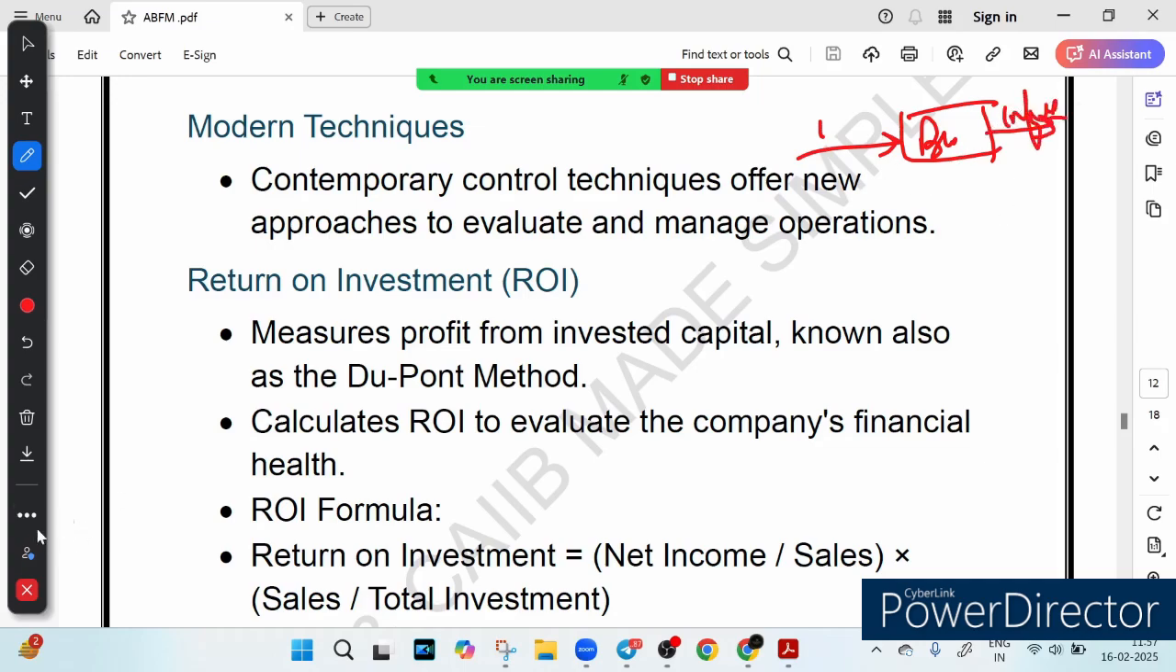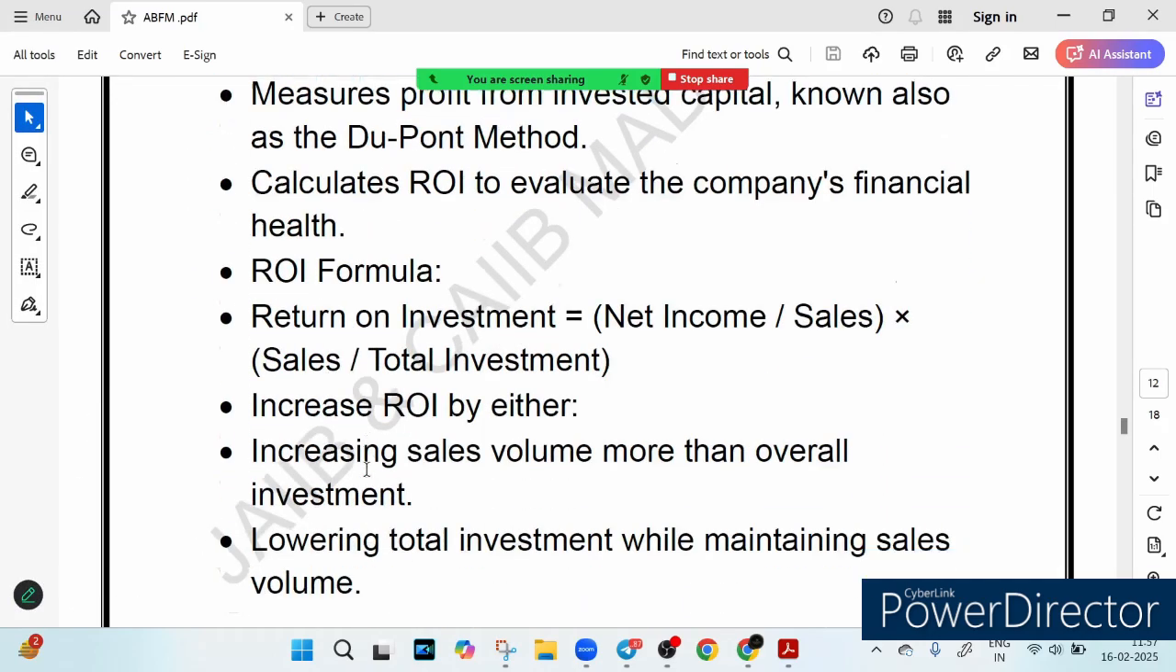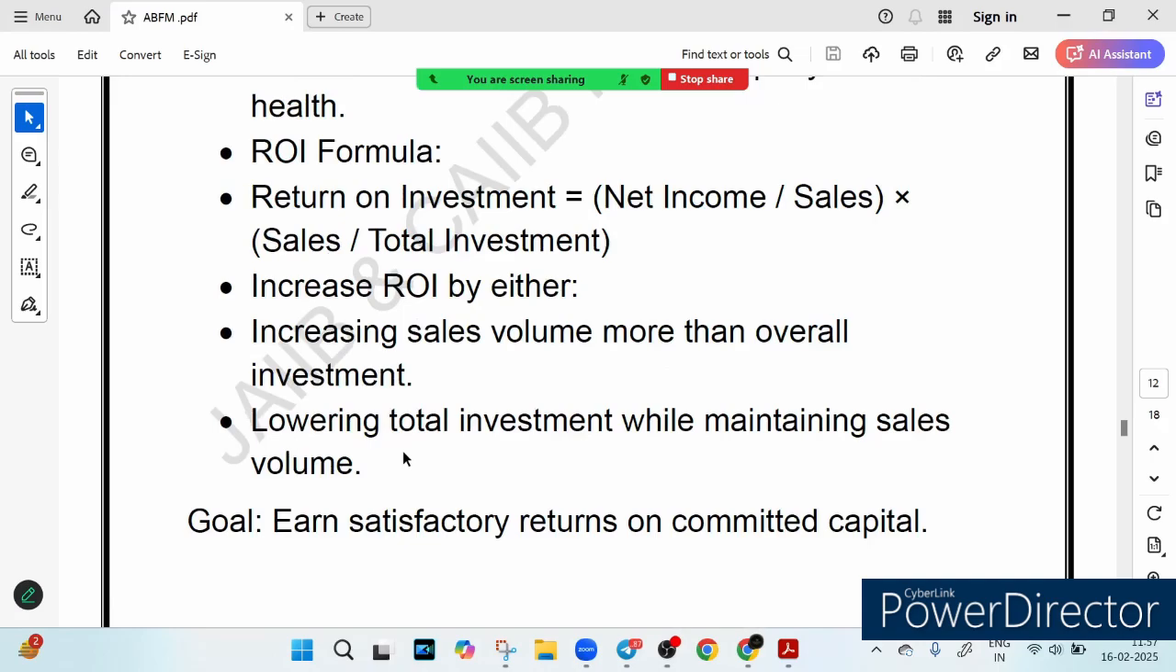So what is the formula? It is like a report card, just like a report card for investment. It is also called the DuPont method. Both are the same. You must remember it, right? What is the formula of ROI? The formula of ROI is net income upon sales multiplied by sales upon total investment. So two things you have to multiply.